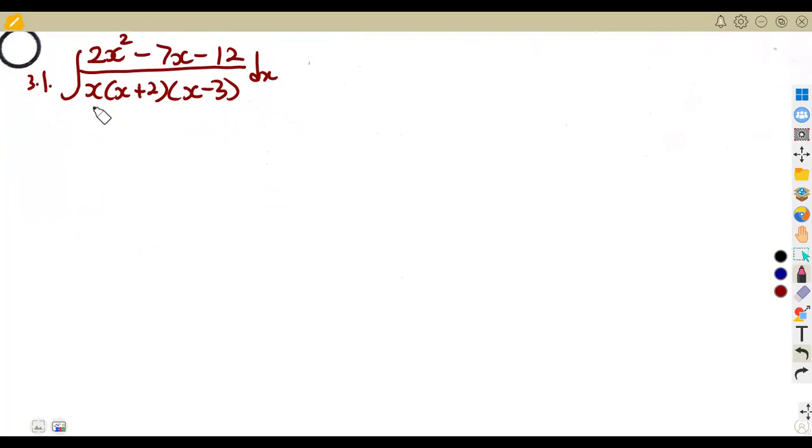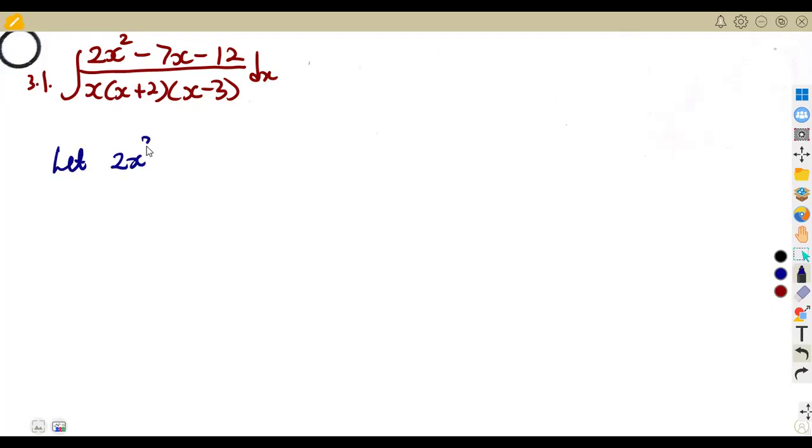If we check the denominator, there's x, x and x, so x is going to be to the exponent of 3. It has a higher exponent compared to the numerator, so this is a proper fraction. If it is a proper fraction, there is no need for us to change anything. We're just going to express this into partial fractions.